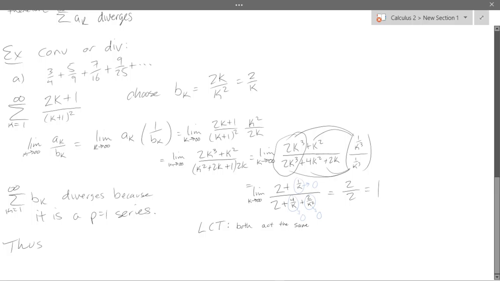So we have enough here to conclude summation a_k, 2k plus 1 over k plus 1 squared, so thus this diverges.